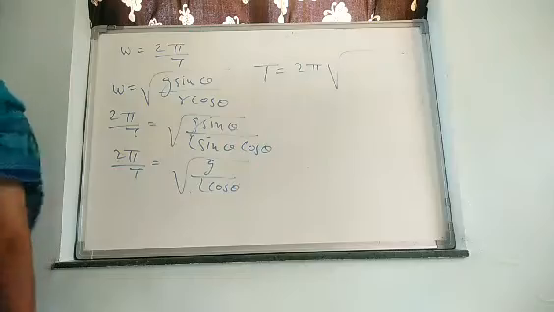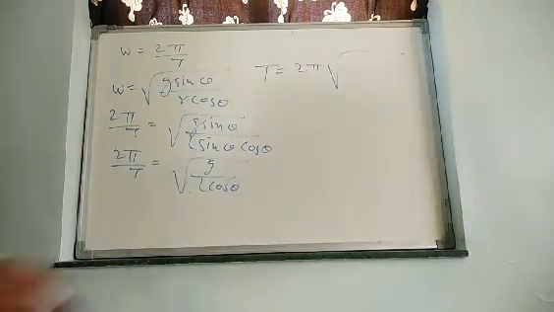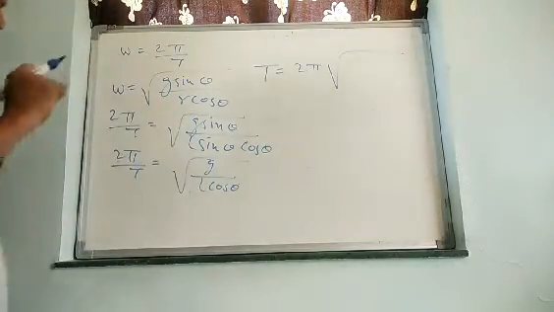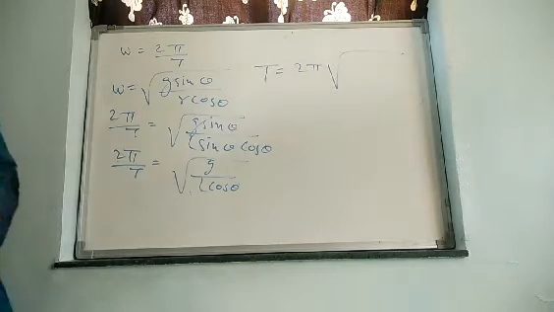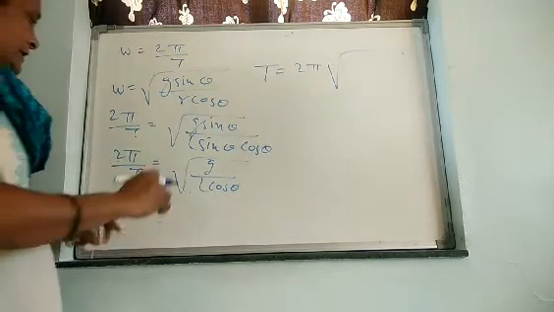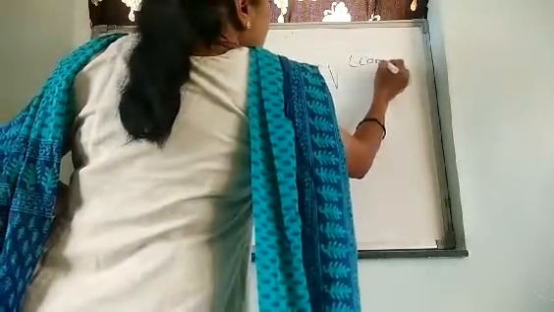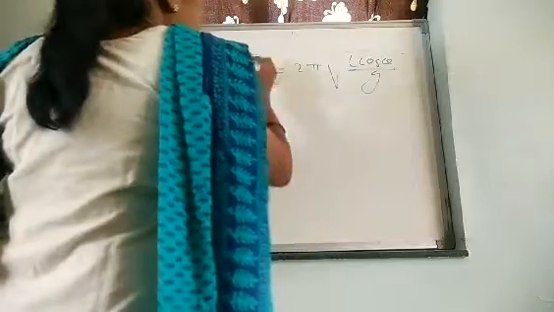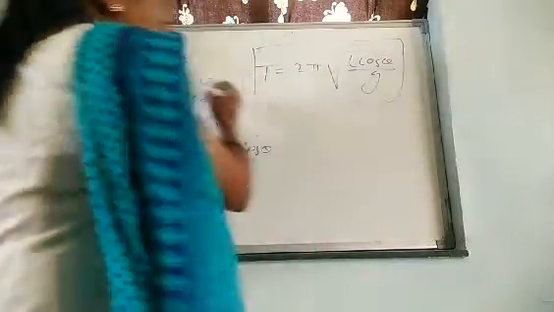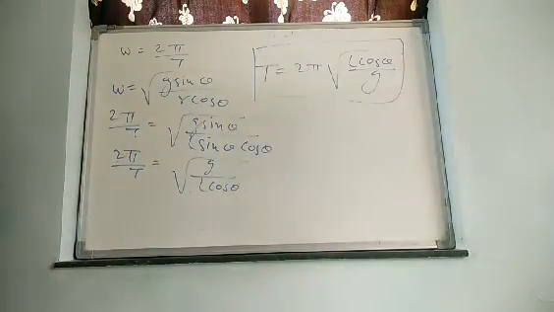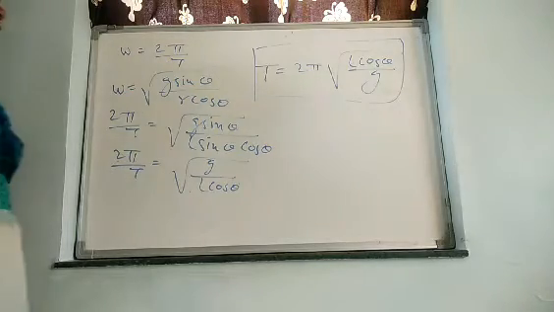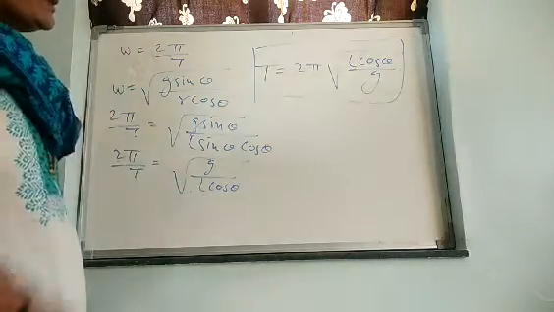You can write that T is the period of the conical pendulum, and T is equal to 2 pi under root L cos theta upon g. In this way, we can derive an expression for the period of the conical pendulum, that is T is equal to 2 pi under root L cos theta upon g.